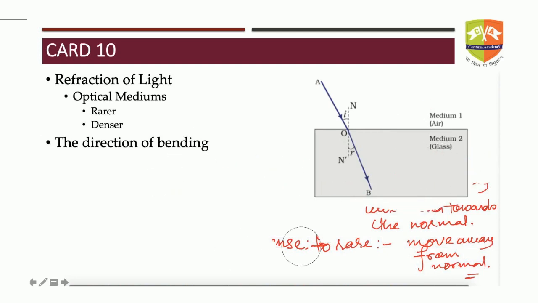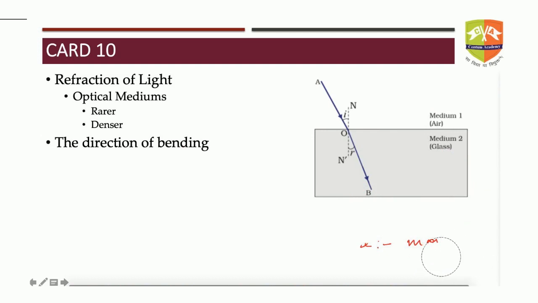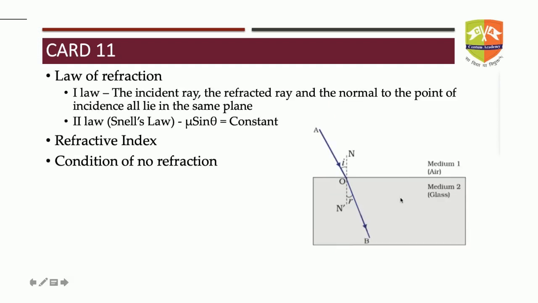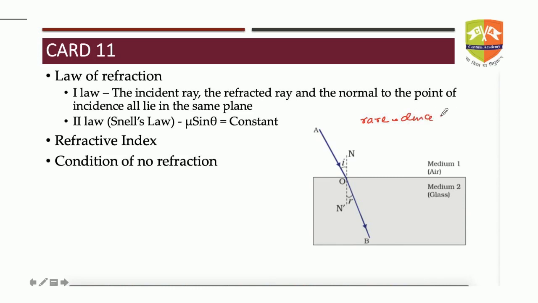Now if medium one is air and medium two is glass, I know that air is rare and glass is denser. So there are two things. One is the direction of bending. The rule is that when light goes from rare to dense, the refracted ray will bend towards the normal.